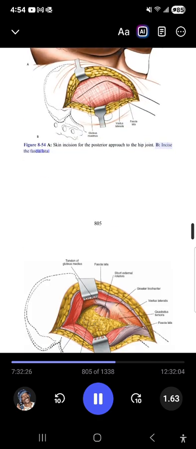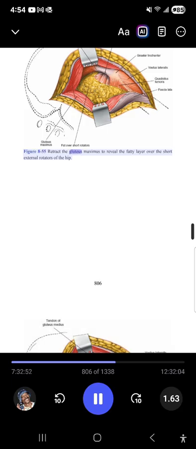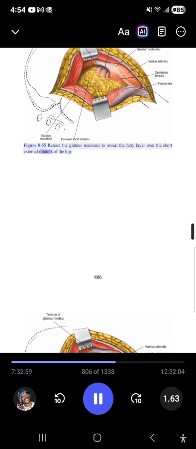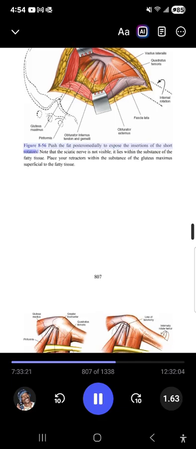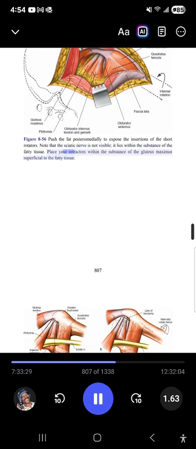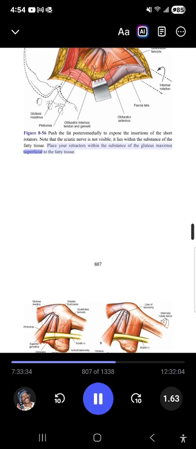B. Incise the fascia lata. Figure 8-55. Retract the gluteus maximus to reveal the fatty layer over the short external rotators of the hip. Figure 8-56. Push the fat posteromedially to expose the insertions of the short rotators. Note that the sciatic nerve is not visible. It lies within the substance of the fatty tissue. Place your retractors within the substance of the gluteus maximus superficial to the fatty tissue.